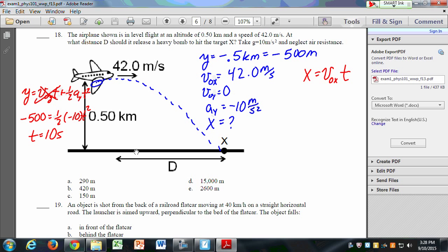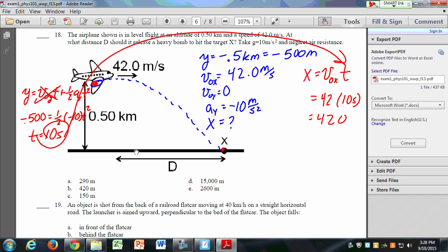That means in 10 seconds, it needs to go from here to here. So I want to know how far it will go in 10 seconds. I can take this, plug it in here, and I get 42 times 10, 420. So B is the right answer. That is the range, 420.